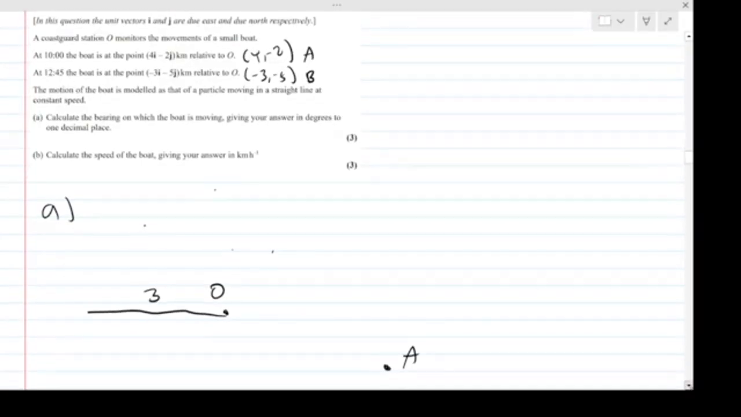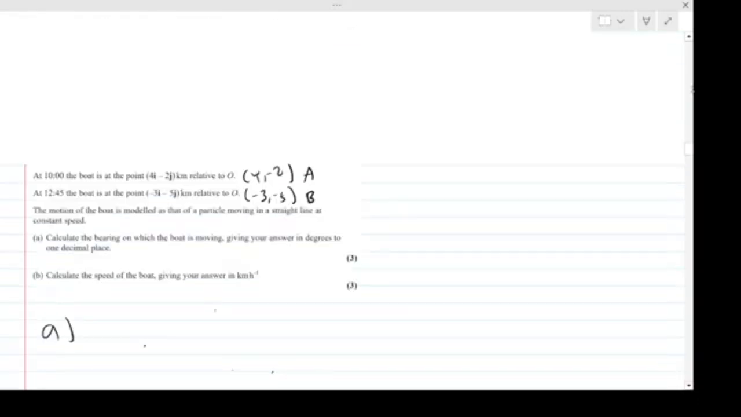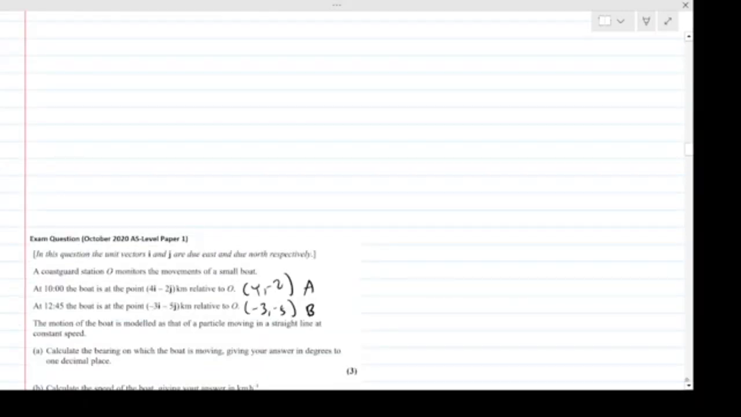Then I'm told at this second point, it's at minus 3, minus 5. As a point, we can say it's minus 3, minus 5. I'll call that point B. So again, from the origin, minus 3 would be to the left by 3, and then down by 5. And so I'm left with this point here, which I'll call point B. So this is what I've got going on.